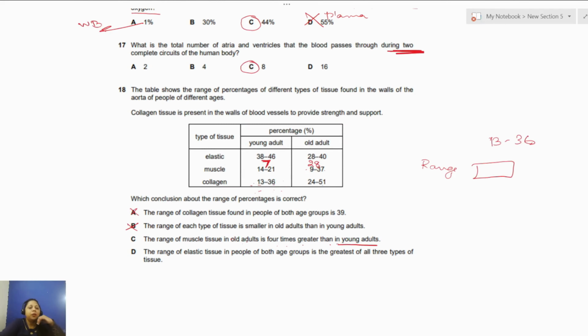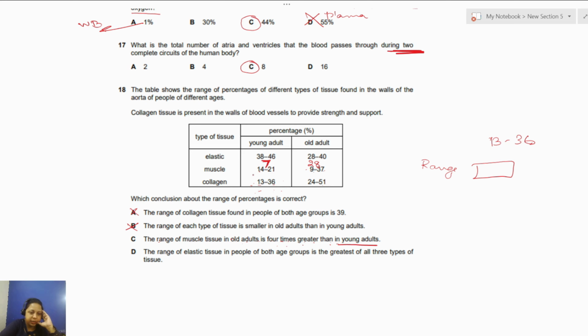Okay, 18th one, we are finding the difference. For C1, the range of muscle tissue in old adults is 4 times greater than in young adults. If we want to find the range, it means just subtract them. The subtraction of muscle is 7 in young adults, while in old adults it is 28. So it is actually 4 times.